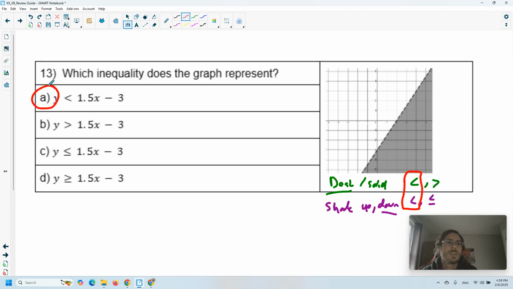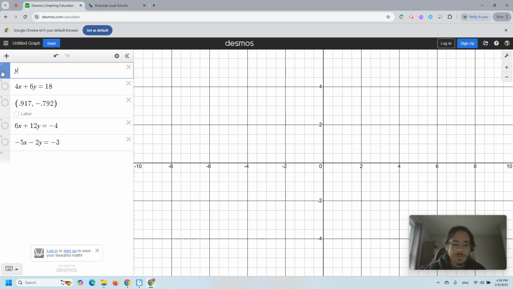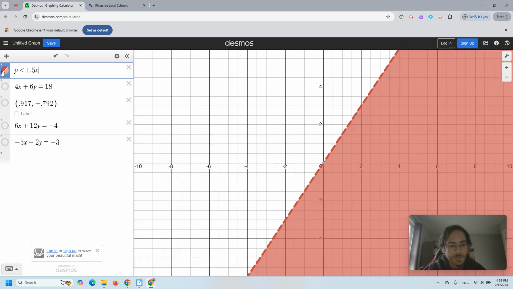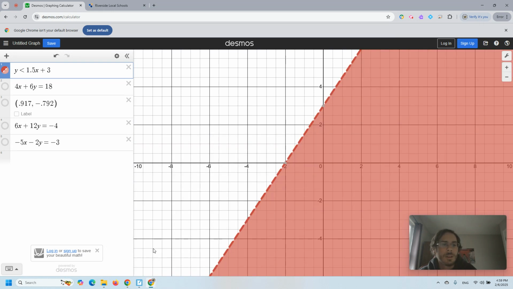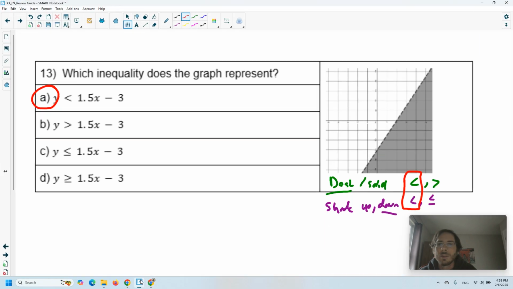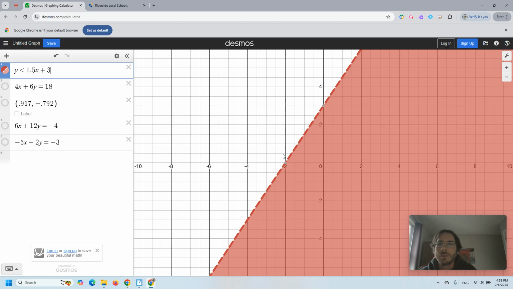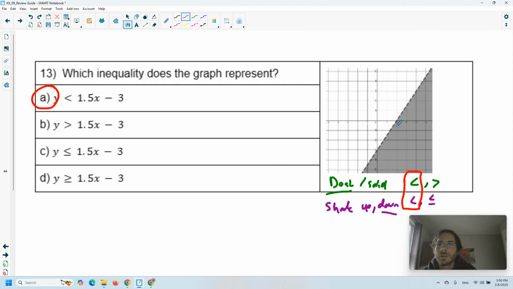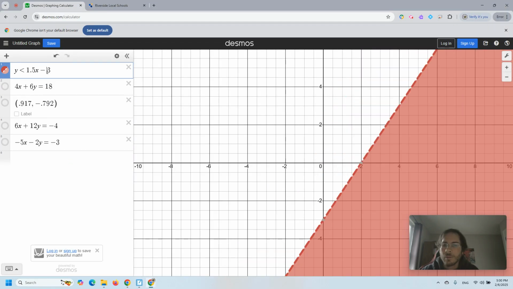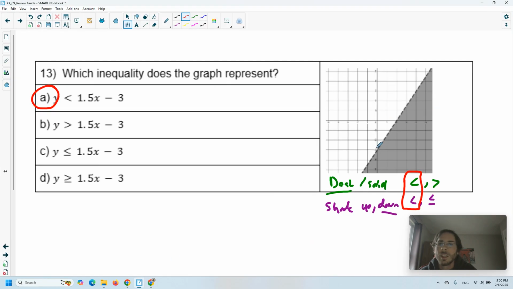If we look, that's the only thing that's different between all the choices. So this one was just testing to see if you could see which symbol to use. Again, you can throw them into Desmos and double check them. So let's just do that just to be totally safe. So y is less than 1.5x plus 3. And again, if we look at that, that looks pretty good. Oh, that's supposed to be minus 3. That's fine. All right, so we got 2 and negative 3.